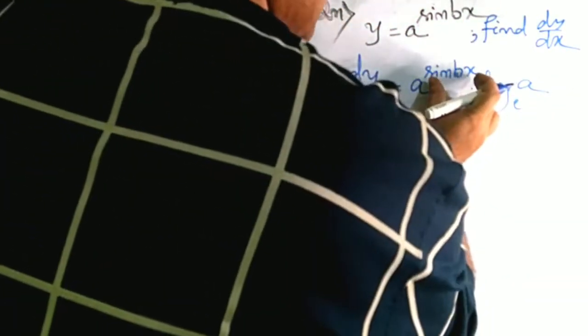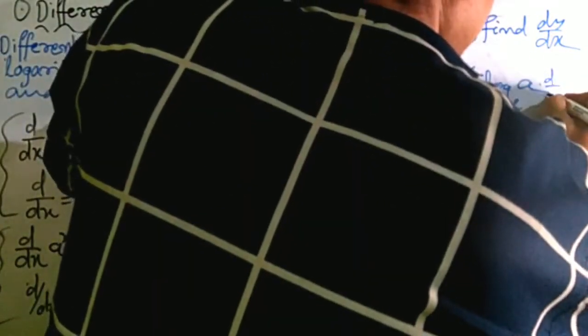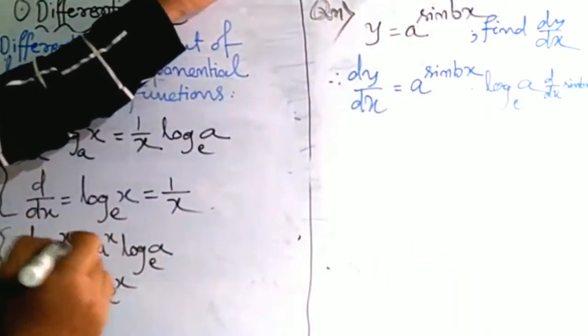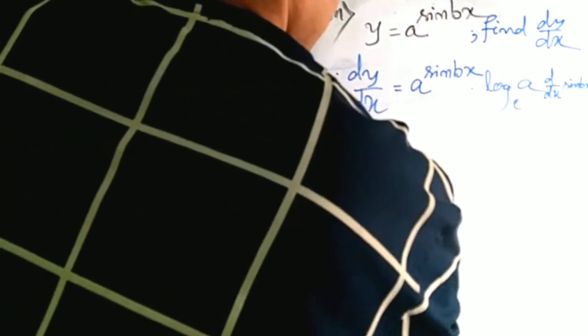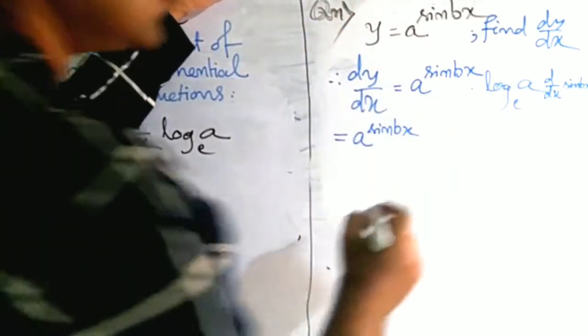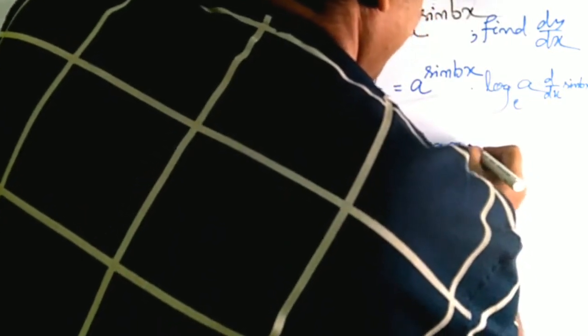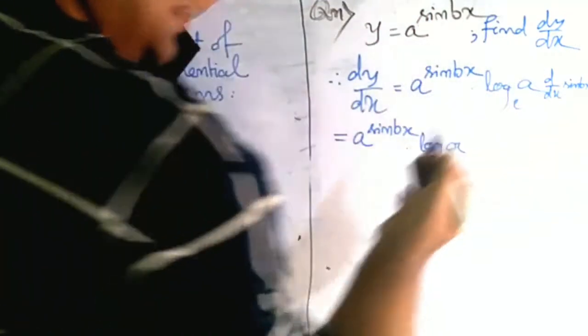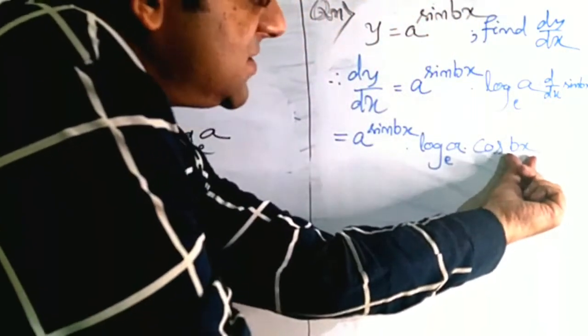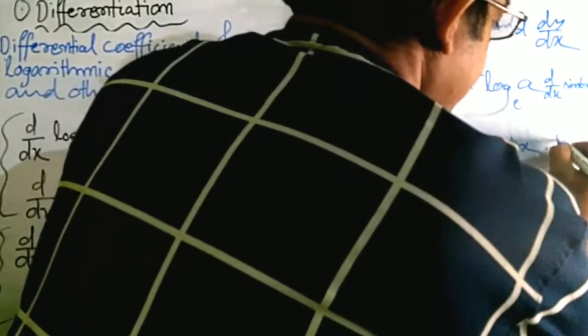But we have considered sin bx as 1. That's why this much multiplied by d by dx of sin bx. So this is equal to a to the power sin bx, then log a base e, then the derivative of sin bx is cos bx. Again, bx differentiation is b.